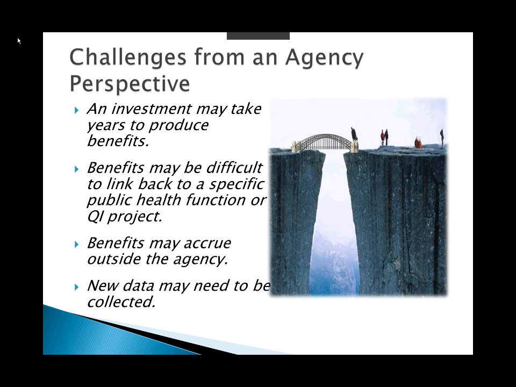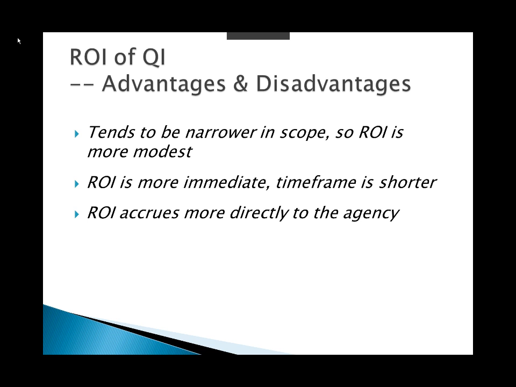So partly that resides in looking at ROI from a quality improvement perspective. There are certainly disadvantages associated with that, in that the ROI tends to be narrower in scope. It is more modest. It's in terms of agency efficiencies realized. Putting those in dollar terms is more modest, perhaps, than some of the other concepts we've talked about. But on the positive side, they're more immediate, the time frame is shorter, and they accrue more directly to the agency.